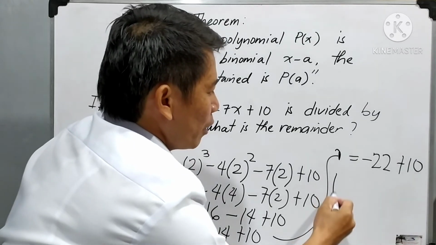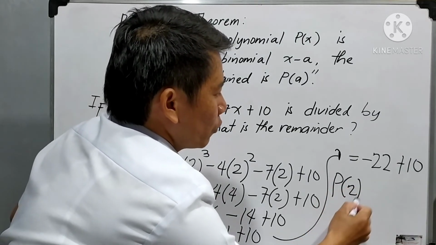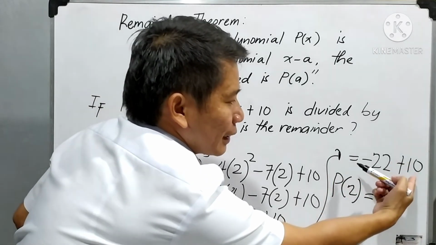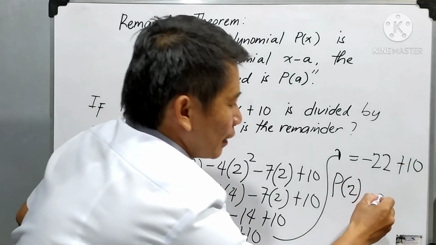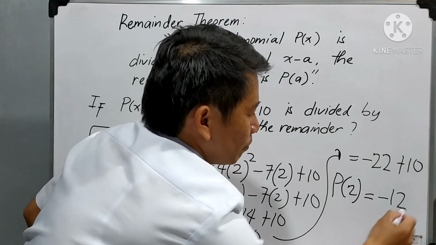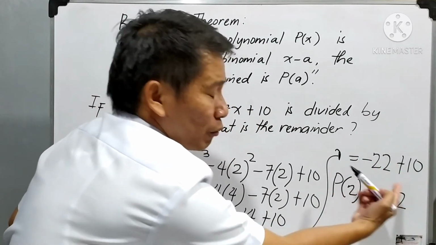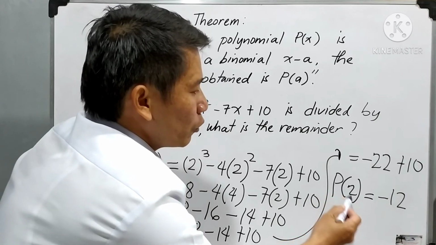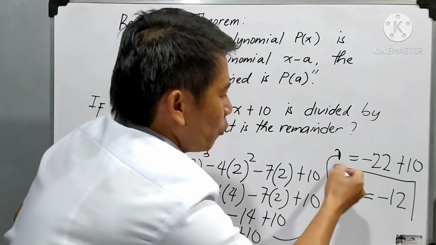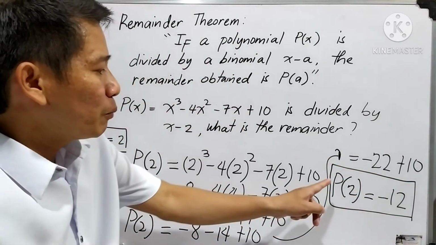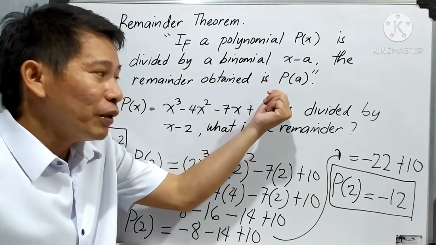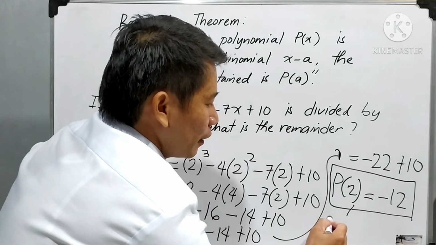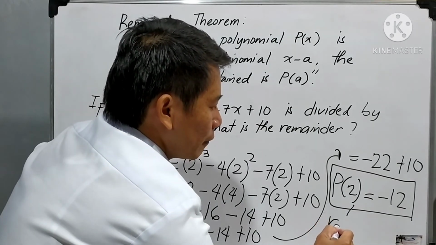So what is now our p of 2? Negative 22 plus 10, that is negative 12. Unlike signs, so that's why we subtract. So therefore, our p of 2 is negative 12. What does it mean? This p of 2, and that's our p of a by definition, that will be our remainder.